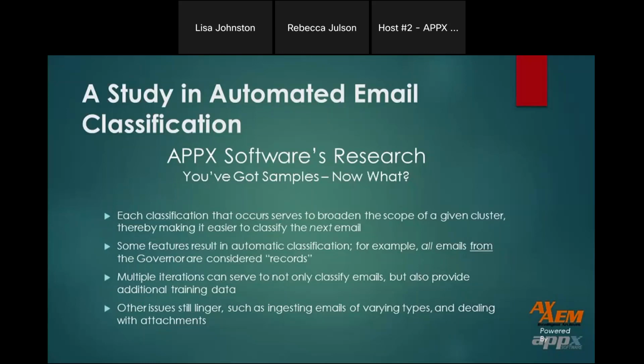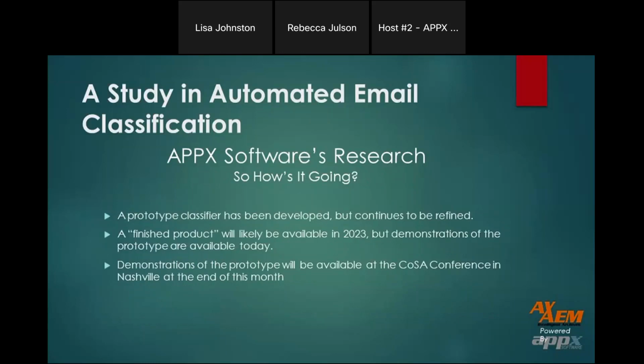Now, this in and of itself doesn't solve all the problems. There are still plenty of issues that are out there. Ingesting emails of various types, dealing with attachments, and a number of other issues are still out there. So this certainly isn't the end of the road for us in terms of the research that we're conducting.